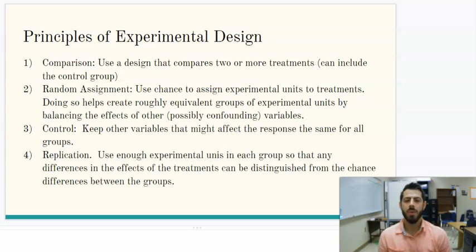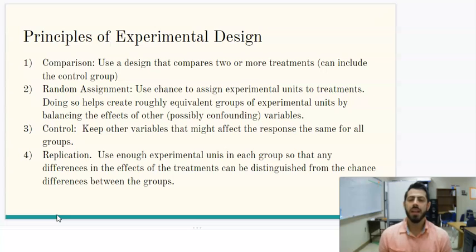We have to have random assignment. You have to use some method that uses chance principles to decide, non-negotiable. Doing so helps create roughly equivalent groups. There are ways you can randomly assign units to groups that do keep them very equivalent, so that there's the same number in each group.